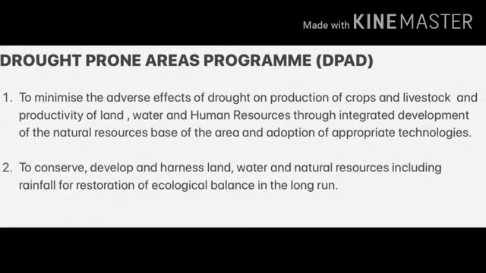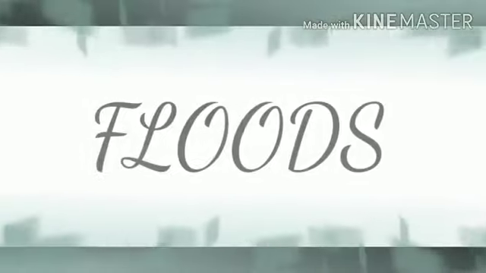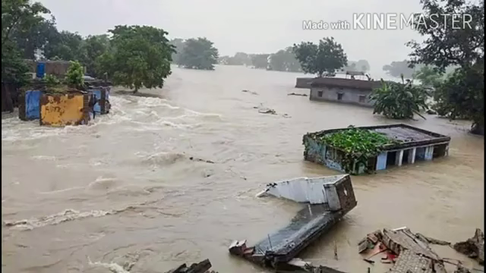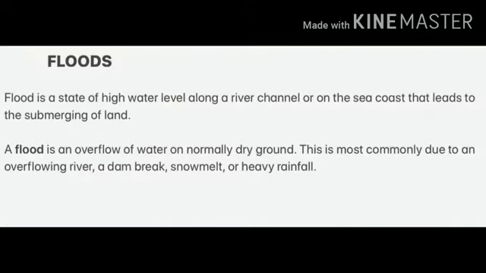Number 2, to conserve, develop and harness land, water and other natural resources, including rainfall, for restoration of ecological balance in the long run. Next, let us now talk about floods. Flood is a state of high water level along a river channel or on the sea coast that leads to inundation of land which is not submerged in normal circumstances.